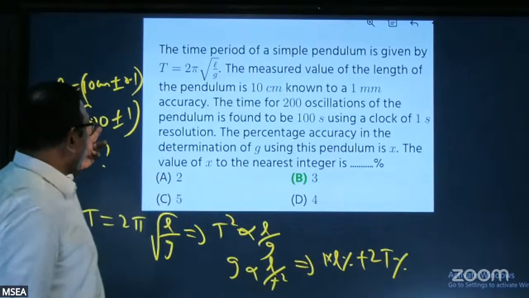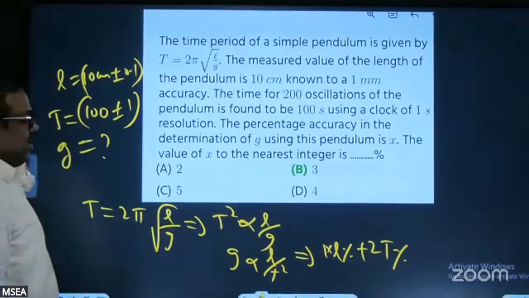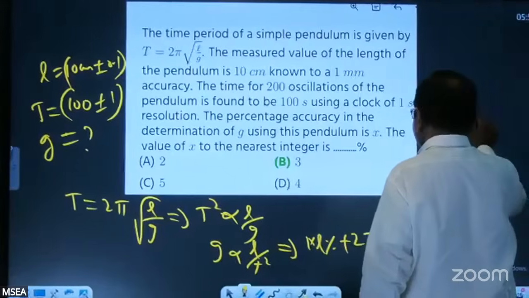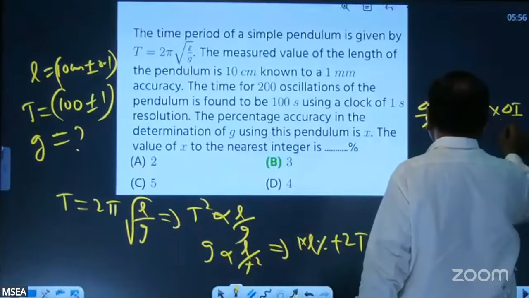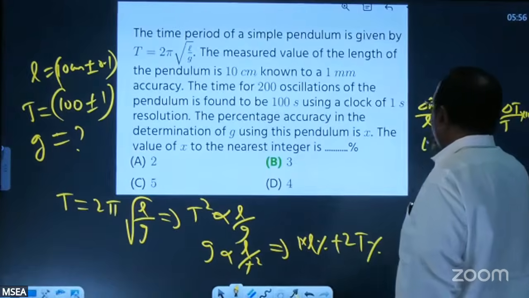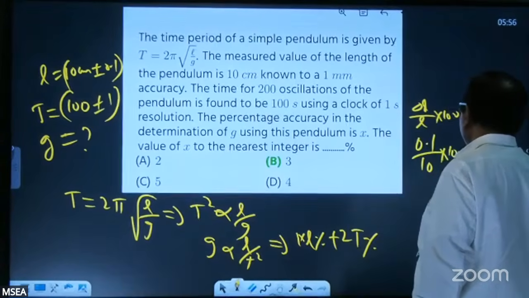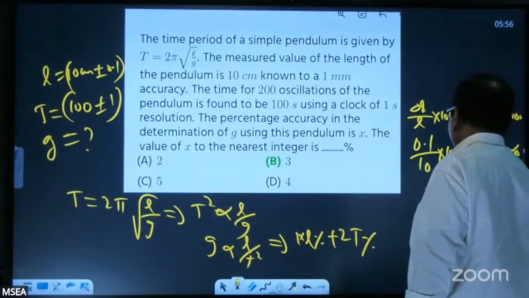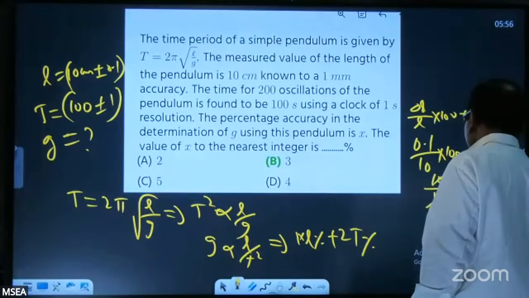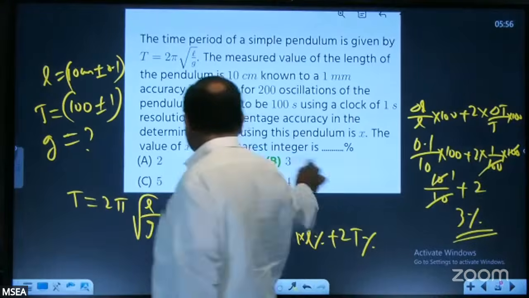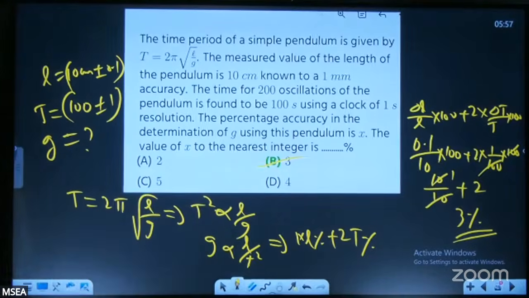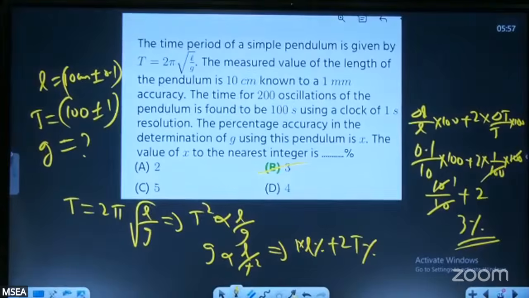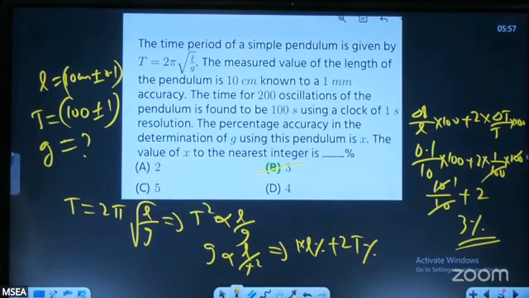So L percent is 0.1 by 10 into 100, that is delta L by L into 100, plus 2 into delta T by T into 100, which is 1 by 100 into 100. So this is equal to 1 plus 2, that is 3%. Therefore this one is the answer, the nearest integer is 3%. This is the way you can do the questions, a simple way for this chapter.